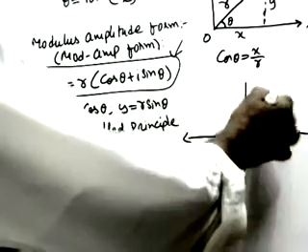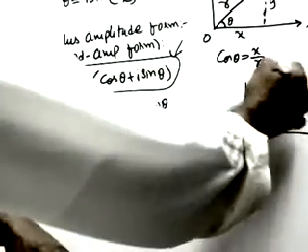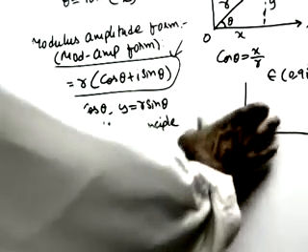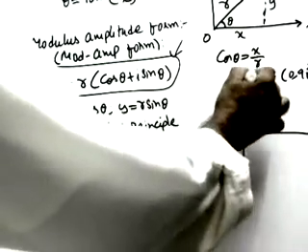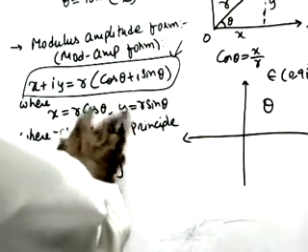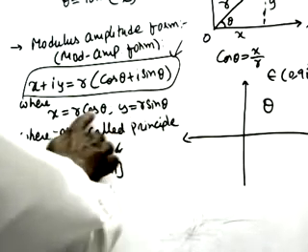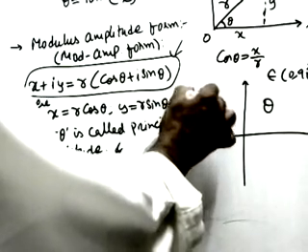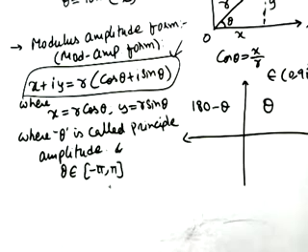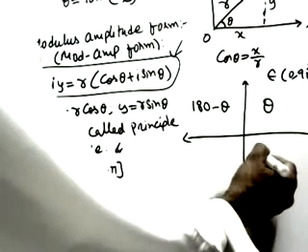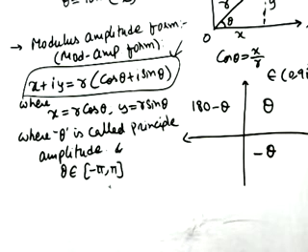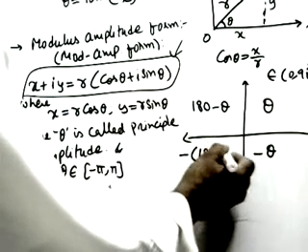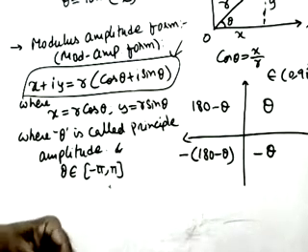When both are positive, we get the first quadrant, so we just take theta. Theta lies in 0 to 90 degrees, suppose theta is acute here. If sine is positive and cos is negative, we go to the second quadrant, which must be taken as 180 minus theta. In the fourth quadrant, you have to take minus theta. And in the third quadrant, we have to take minus of 180 minus theta.